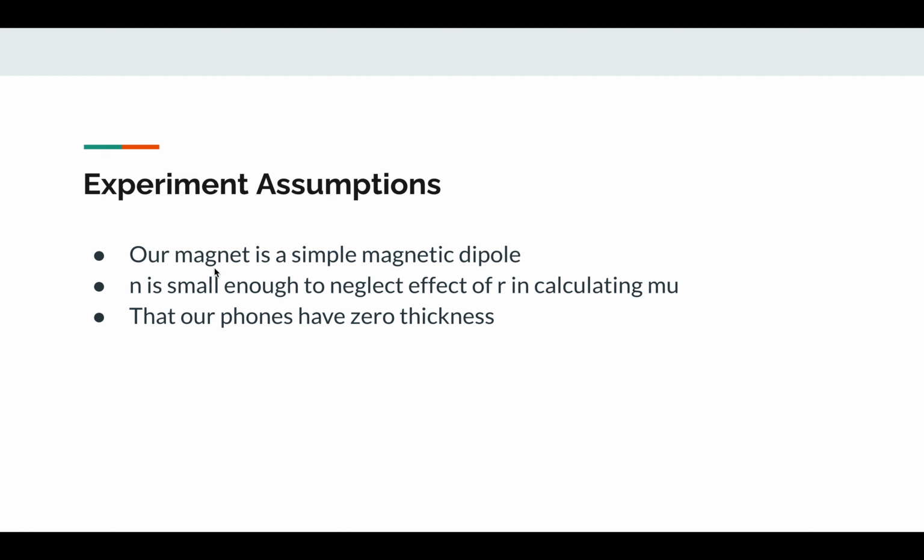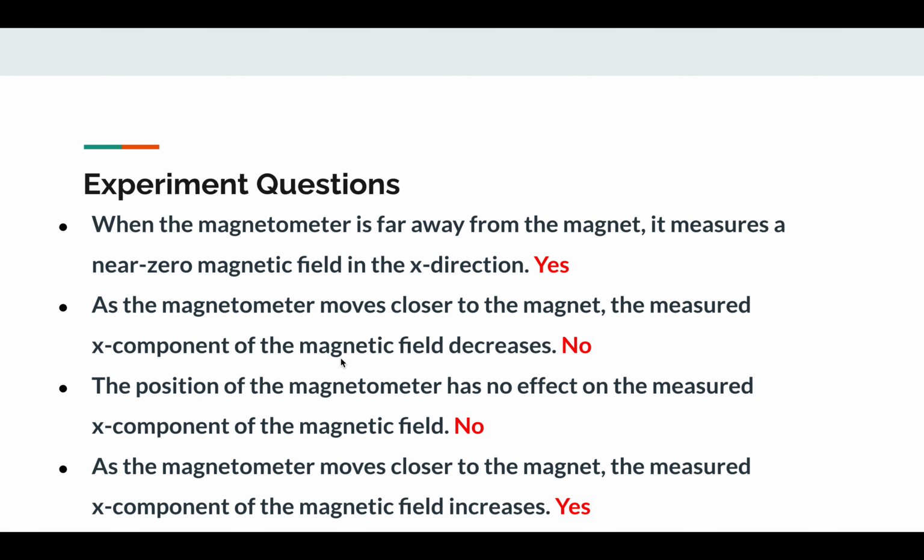So some assumptions I made is that our magnet is a simple magnetic dipole, and n is small enough to neglect the effect of r. So basically I assumed that that thing is 1, and also that our phones have 0 thickness.